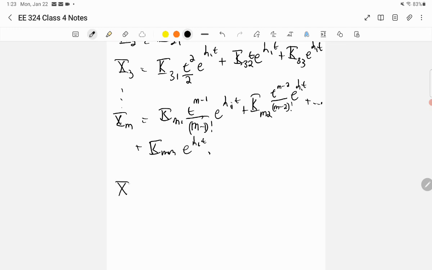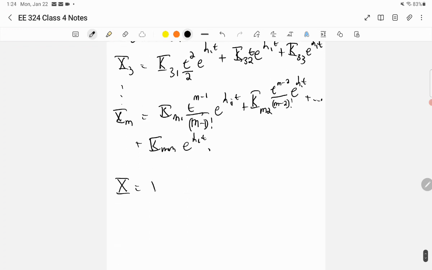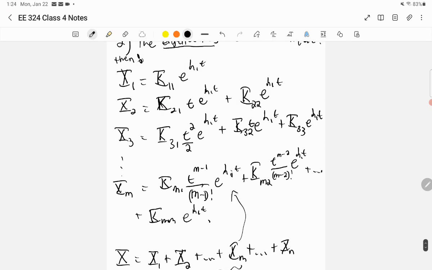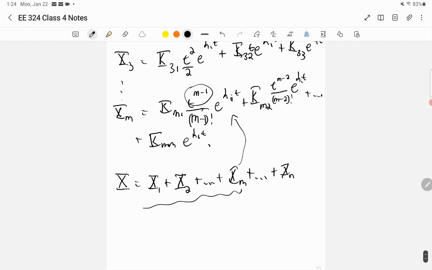x is equal to x1 plus x2 plus dot dot dot xm, right? So we have m solutions now, plus dot dot dot all the way up to xn. So these first m are going to be these solutions that we saw up here, which have t's in them, right? Have powers of t in them. That's how we would get to our solution.